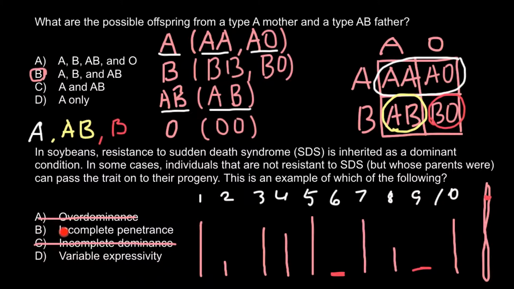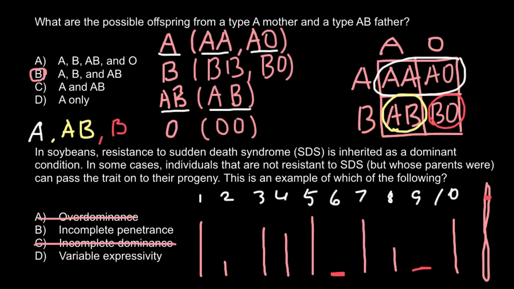So we call this incomplete penetrance. And incomplete penetrance is a qualitative trait. So whether it is present or not present, but we are not interested to which extent. Variable expressivity would answer this question, to which extent, because this is a quantitative trait and incomplete penetrance is a qualitative trait.